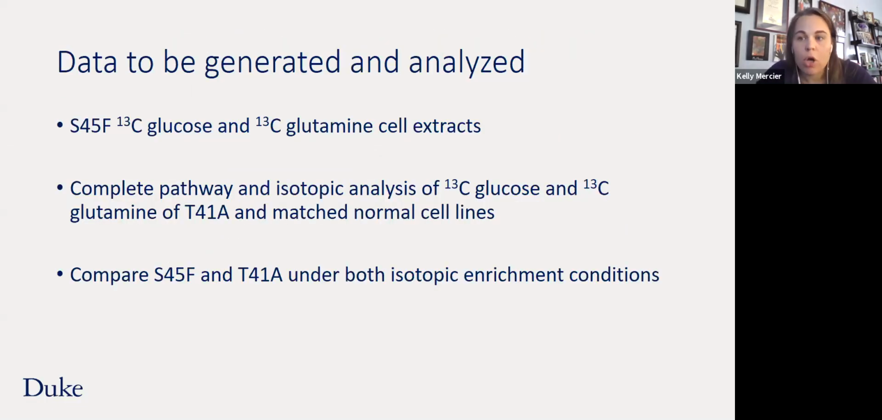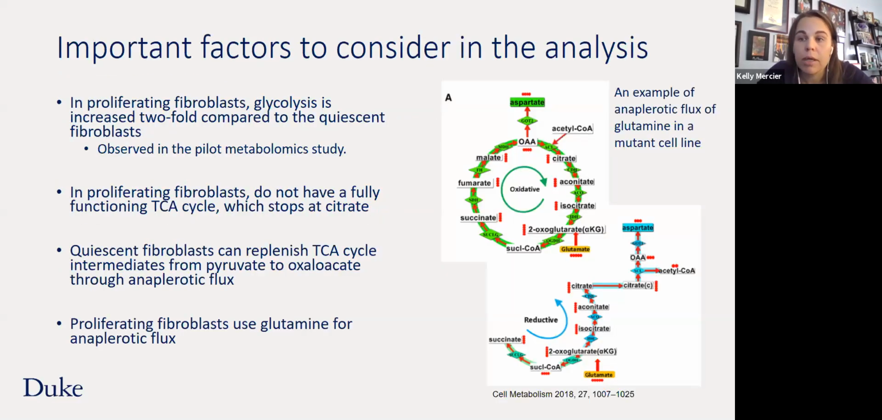So unfortunately, because of COVID, as I'm sure you all have experienced, our progress on this research project was stalled. We are currently waiting for data for the S45F glucose and glutamine experiments for GCMS. The Duke lab just opened a few weeks ago. We are going to tackle all of the pathway evaluation and isotopic flux when everything is in hand. Some of the things that we are going to be considering as we do this analysis, both for the T41A and the S45F glucose and glutamine data sets.